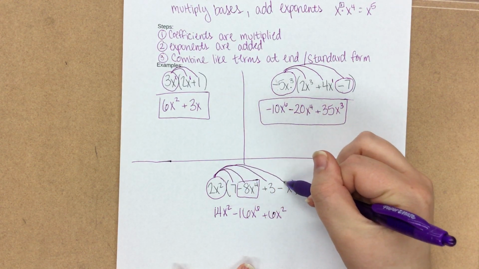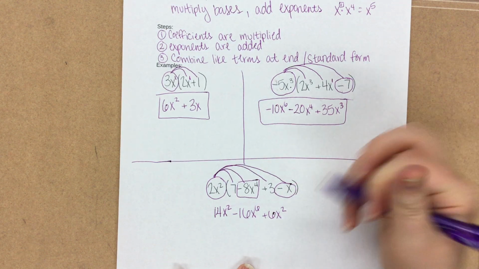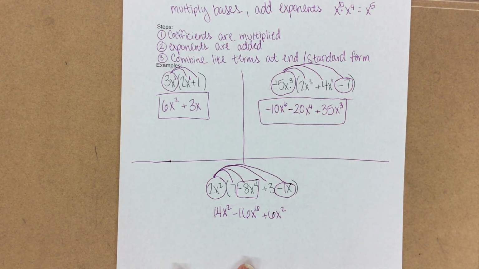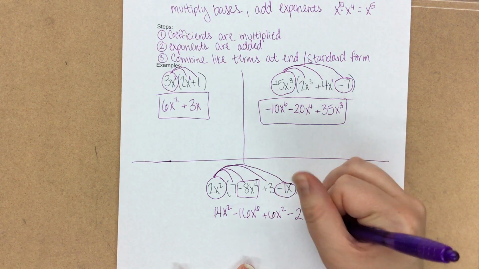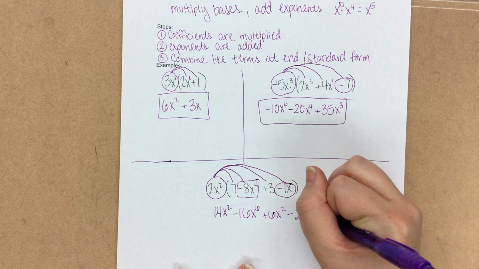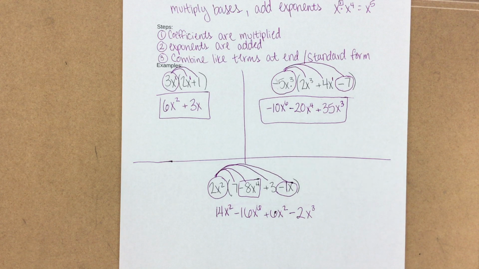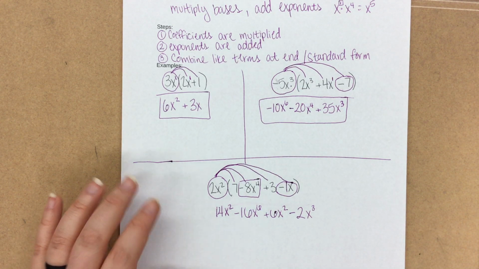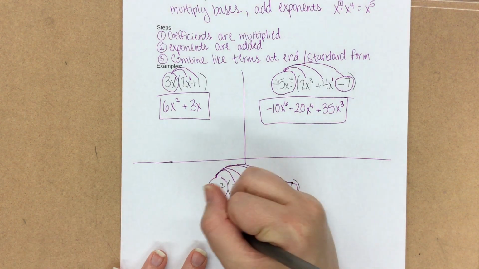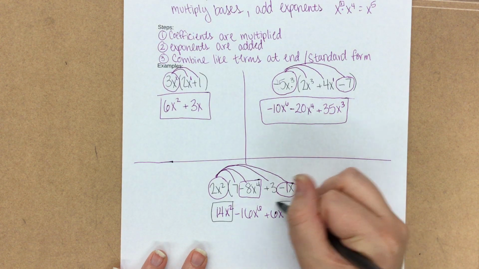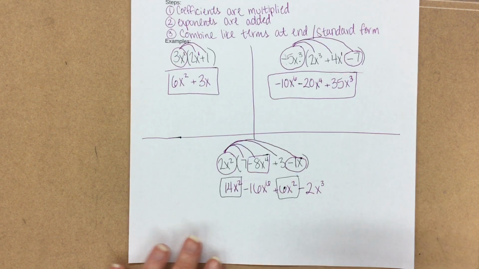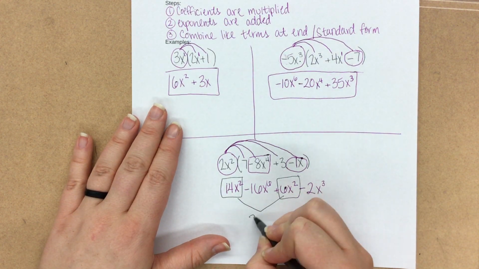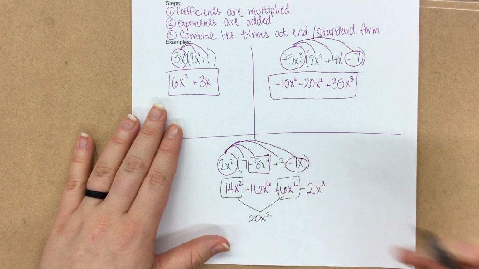And then 2x squared times negative x. If it would help, you can put a negative 1x. So 2 times negative 1 makes negative 2. X squared times x makes x to the 3rd. Now I do have some like terms. I have a 14x squared and a 6x squared. They are both positive, so I'm just going to add them together. They are going to make 20x squared.